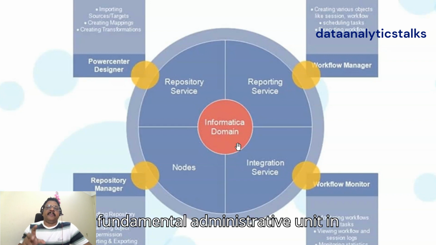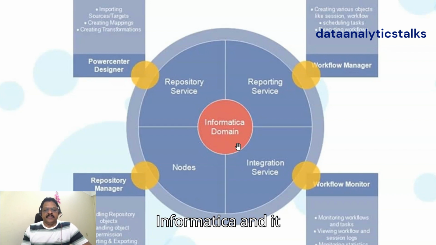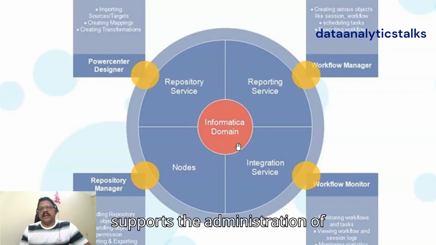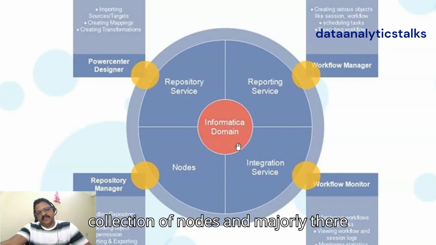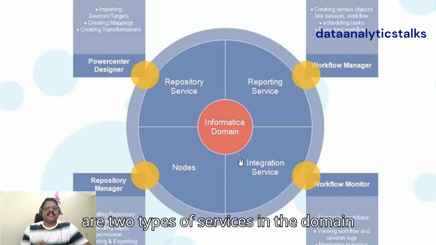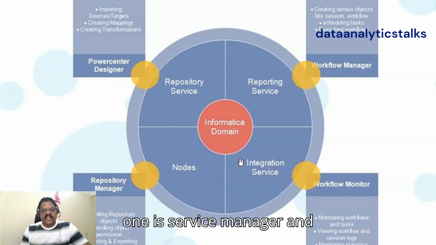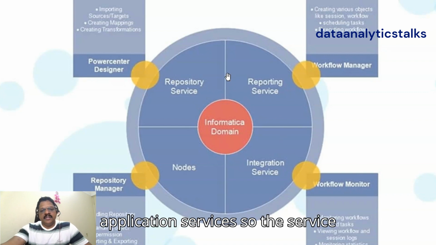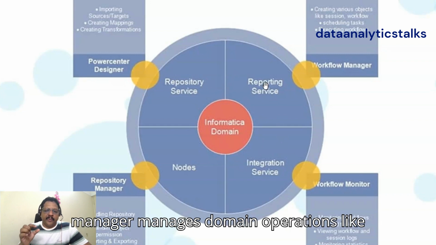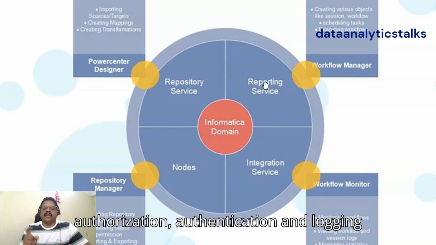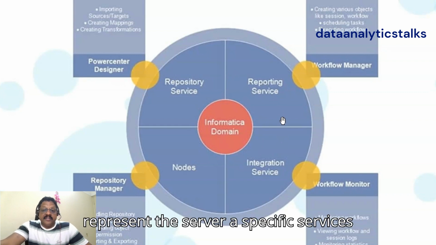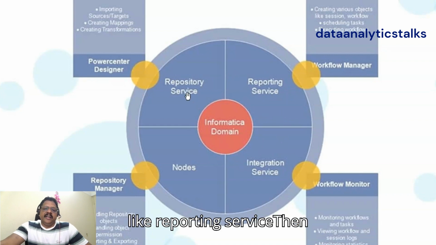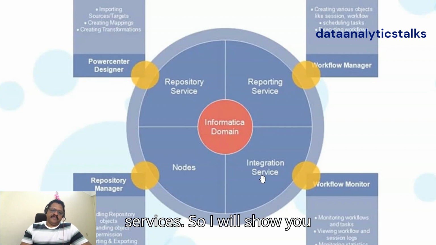The domain is the fundamental administrative unit in Informatica, and it supports the administration of distributed services and is a collection of nodes. Majorly there are 2 types of services in the domain: the Service Manager and Application Services. The Service Manager manages domain operations like authorization, authentication, and logging. The Application Services represent the server-specific services like reporting service, repository service, and integration services.